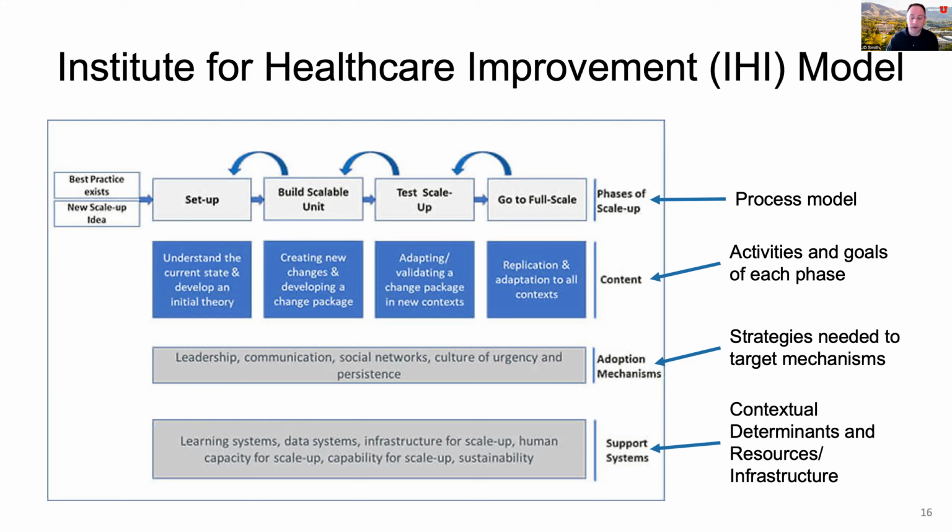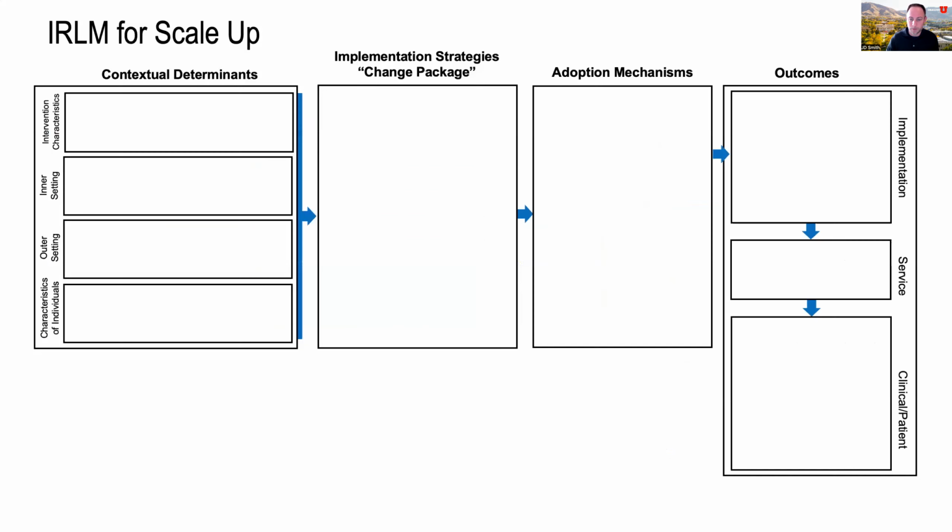This includes leveraging learning systems, using existing data systems to do data monitoring, and infrastructure for scale up that has to get implemented, or maybe it's already there and we can leverage it. And then also having human capacity for scale up, so the necessary expertise and just simply the necessary number of individuals. So we're really going to be focusing today mostly on the process of when you actually go to test, whether that's the testing of initial scale up or testing of going to full scale. So that's where the IRLM is going to be most useful.